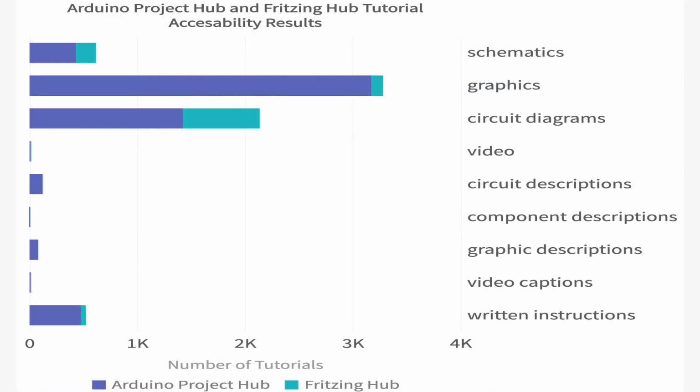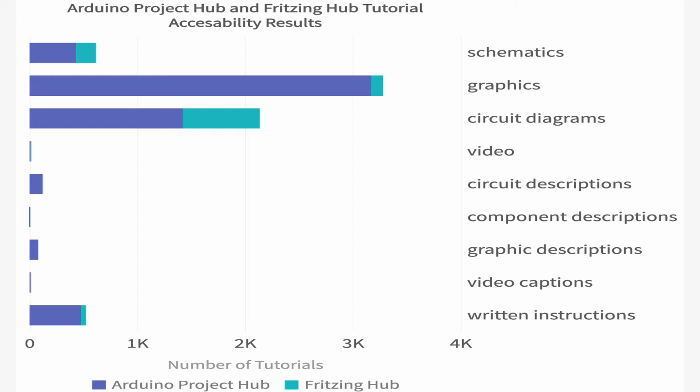This figure details some of the findings from our analysis. The purple bar indicates the number of Arduino Project Hub tutorials containing a specific kind of media detailed on the right, while the green bar reflects this same information for Fritzing Hub tutorials. Overall, we found the majority of tutorials were woefully lacking in information to make them accessible to people from the BVI community.